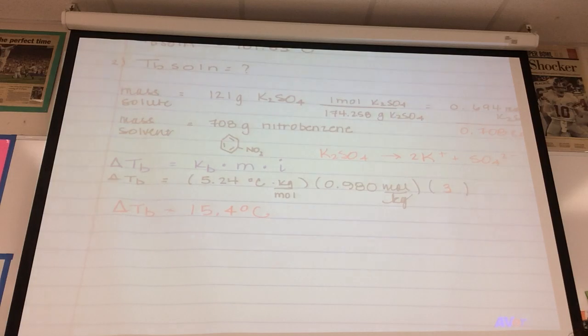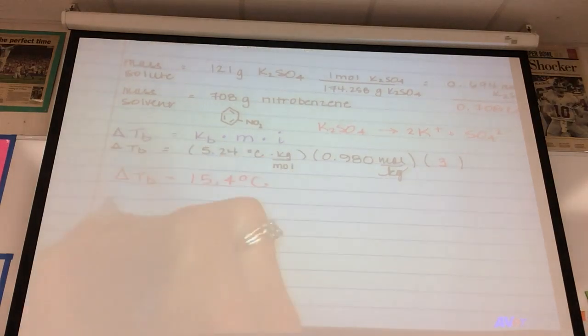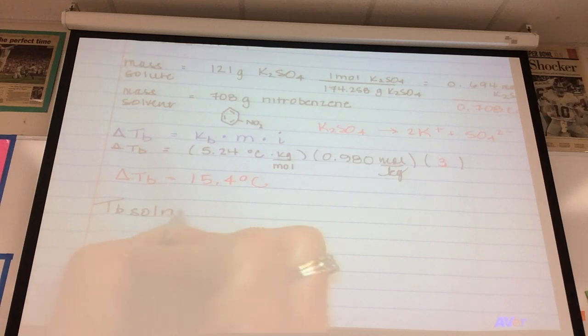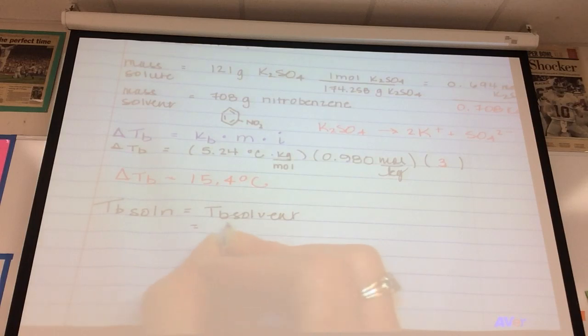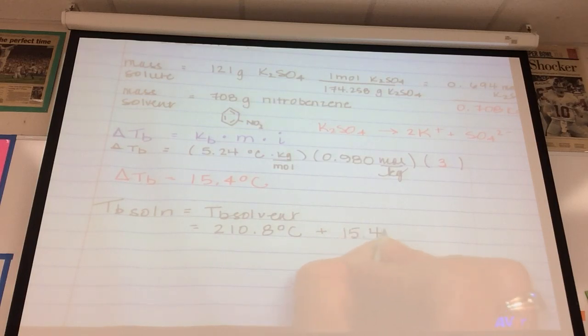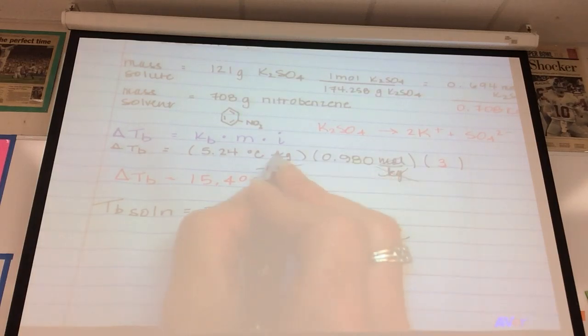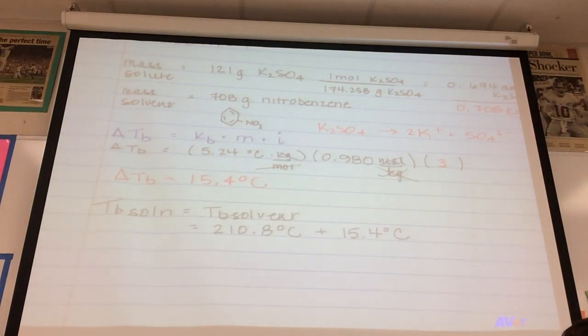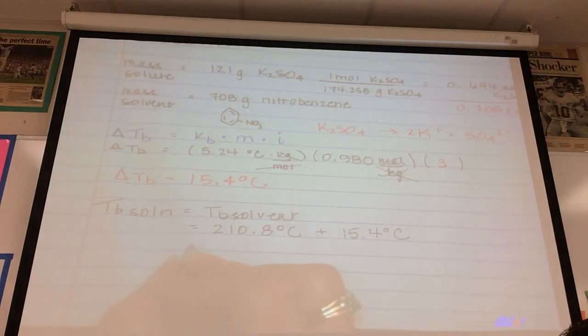Is that my final answer? Heck no. The solution boils at, we're going to add the solvent, and what's the boiling point for nitrobenzene? 210.8, right? And we'll add that to 15.4 degrees Celsius. Again, note that unit cancellation getting you to degrees Celsius. You have 210.8 plus 15.4, maintain that decimal place, is 226.2 degrees Celsius.